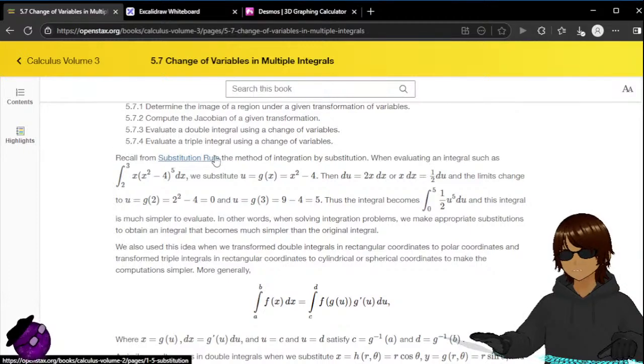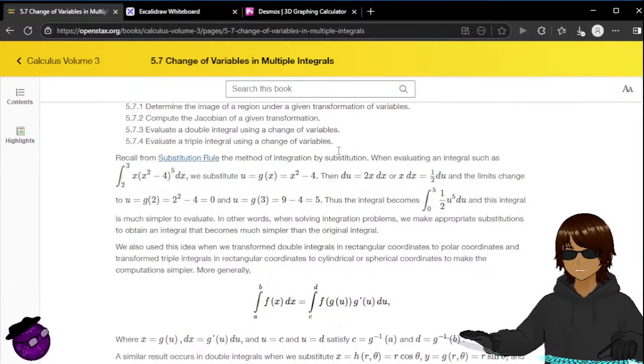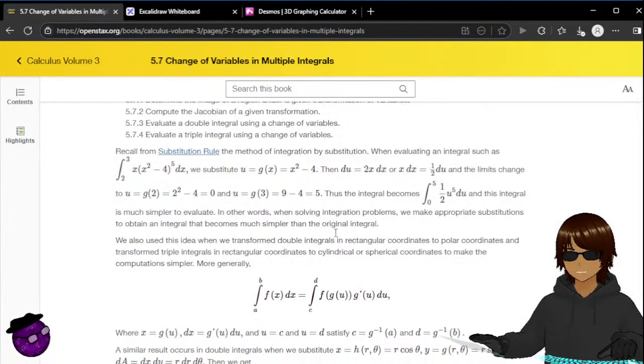Recall from the substitution rule the method of integration by substitution. When evaluating an integral such as this one, we substitute u = x squared minus 4, and du becomes 2x dx, or x dx is half du. The limits change and the integral becomes this. This integral is much simpler to evaluate. In other words, when solving integration problems, we make appropriate substitutions to obtain an integral that is much simpler than the original integral.